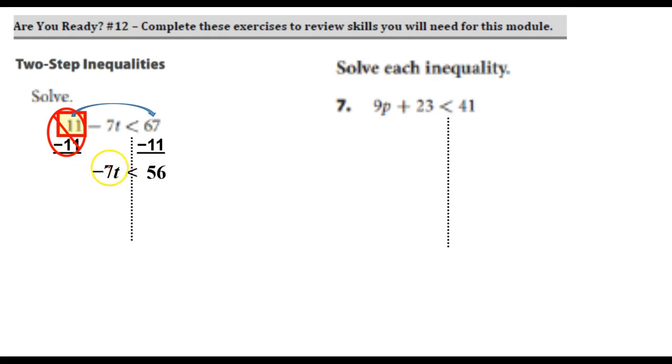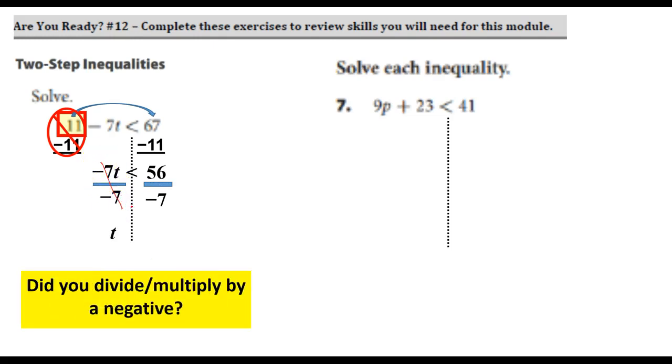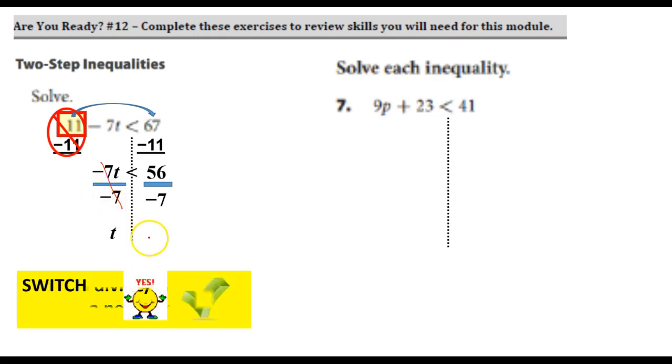What's the opposite of multiplying? Dividing, right? So we're going to divide both sides by that negative 7. And we're left with 56 divided by negative 7. Now this is important because we are dealing with inequalities. Did you divide by a negative? If so, well, we did, right? Negative 7. We are actually going to switch that symbol around so that it's no longer a less than symbol, it's a greater than symbol. And 56 divided by negative 7 would be negative 8.